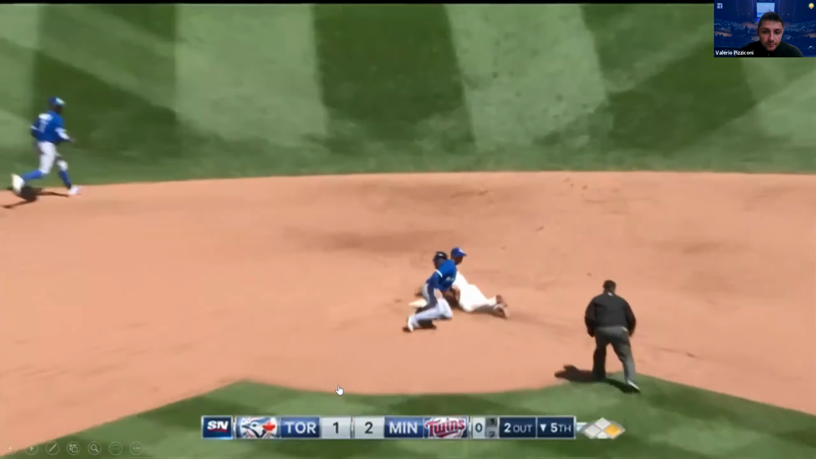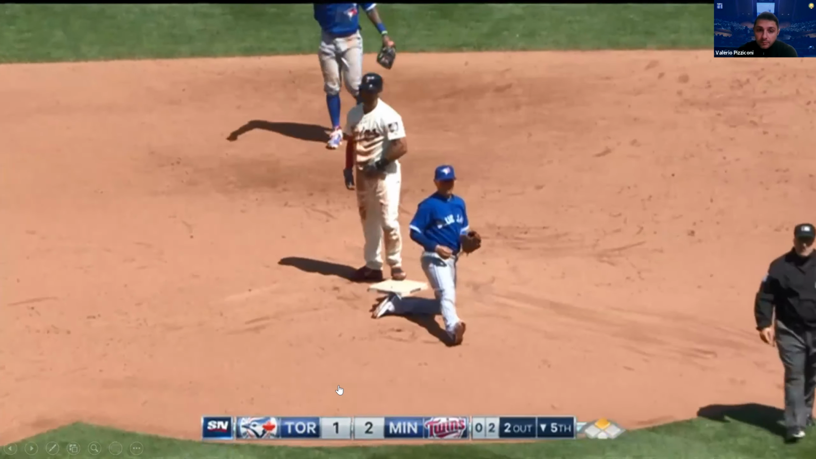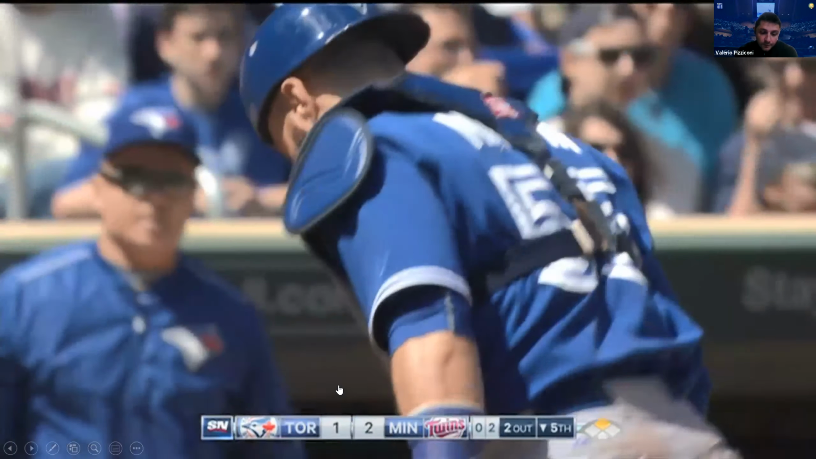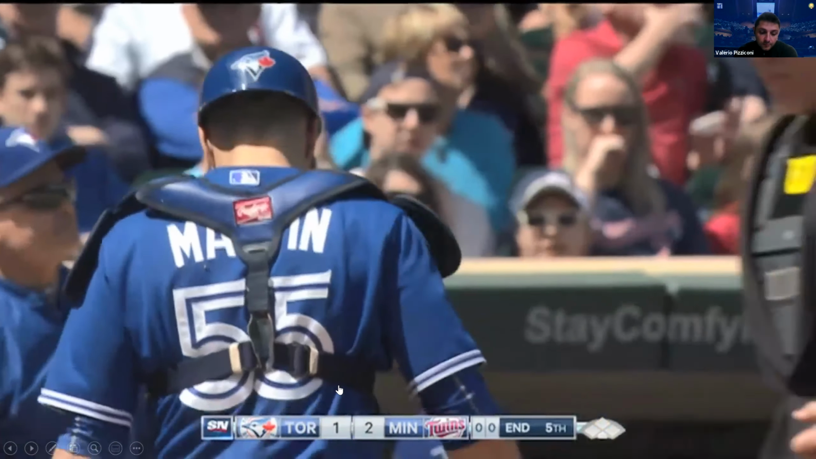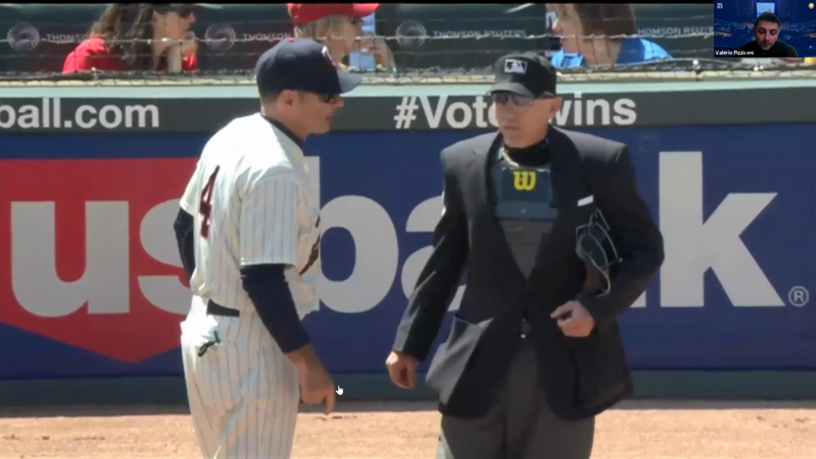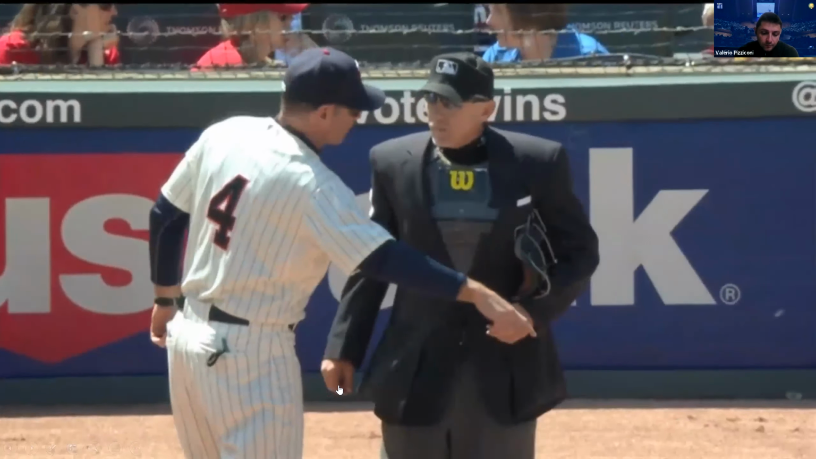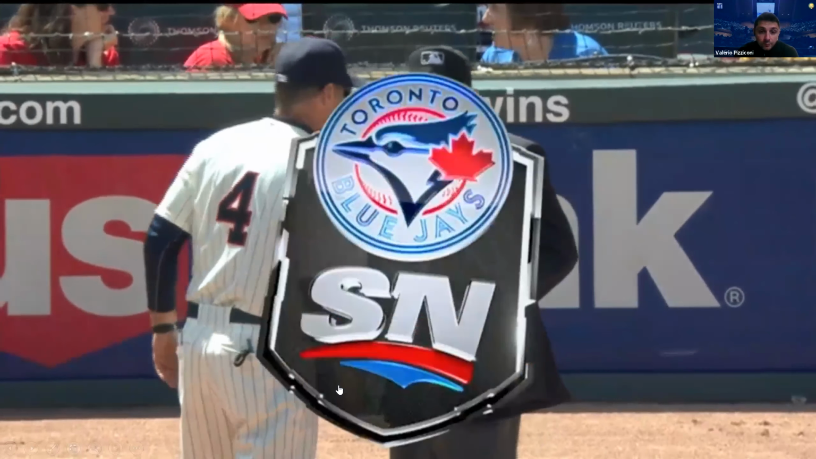There goes another runner. Throw is on the money. But Russell Martin gets hit by the backswing, and the umpire has called the runner out for interference. Molitor out to argue. Martin appears to be okay. But there was contact made by the batter, Nunez. And Lance Barksdale never hesitated. He called him out immediately for the contact made on Russell Martin.